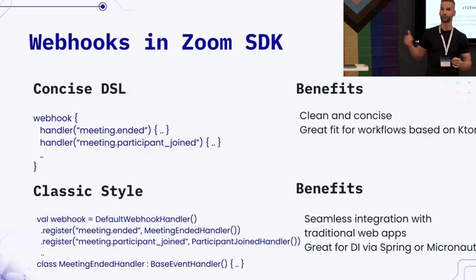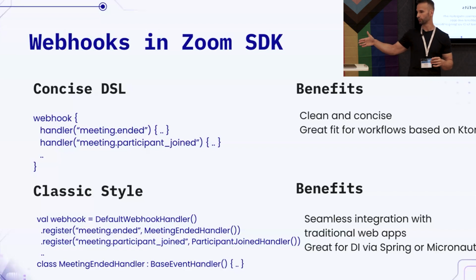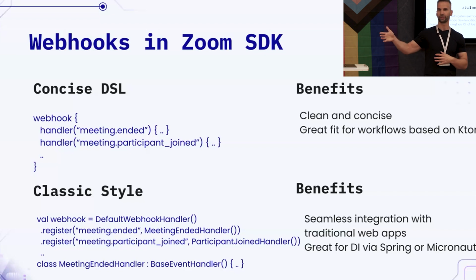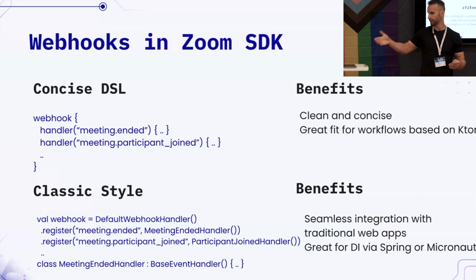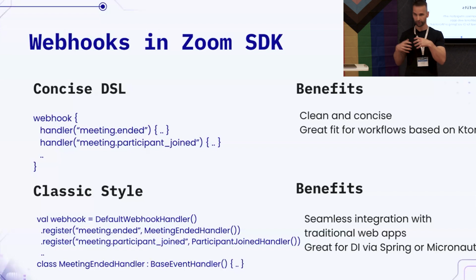They come in two flavors, the webhook handlers. One is DSL and the other is what I would call a classic style. So the DSL is more for people who like to use frameworks like Ktor and they're not offended by using DSLs. The other one is more like traditional, like Spring or Micronaut, when you want to create a class and then call its methods, but it's just a matter of choice.